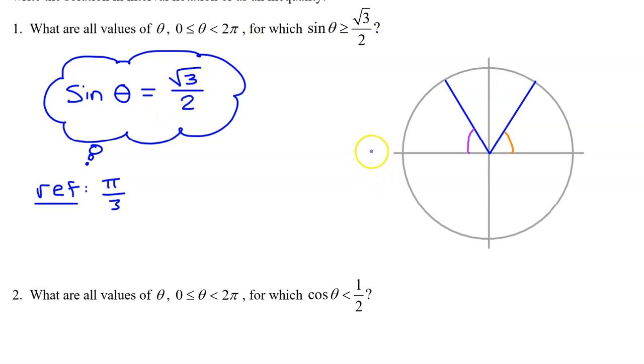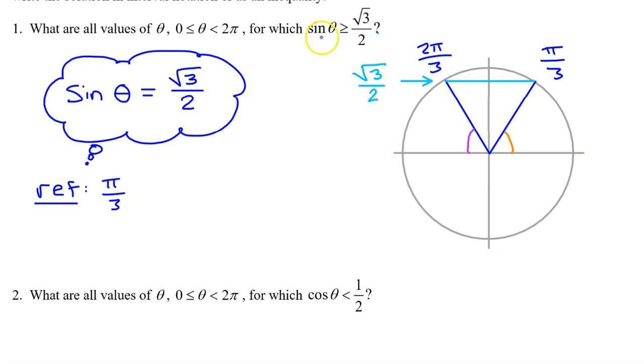We can think of pi as 3 pi over 3. So this angle in the second quadrant is 2 pi over 3. Of course, the angle in the first quadrant with a reference angle of pi over 3 is pi over 3 itself. Sine is the y value, or vertical displacement, on the unit circle.